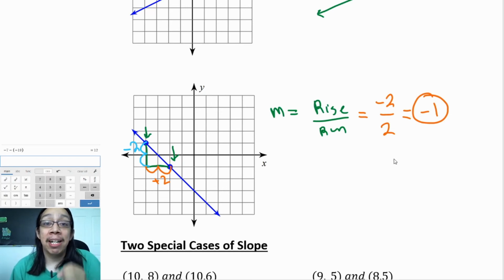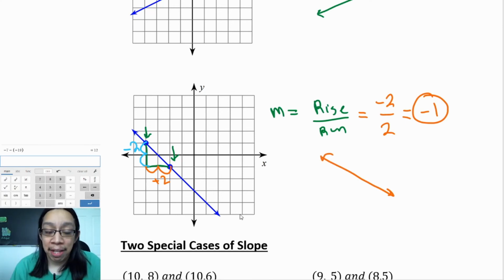Now again, because our rate of change or our slope was negative, what kind of line should we expect? We should be expecting a line that's going down, and that matches what we have here. So that means the sign of our answer matches the type of line that we have. So we did all the work right.